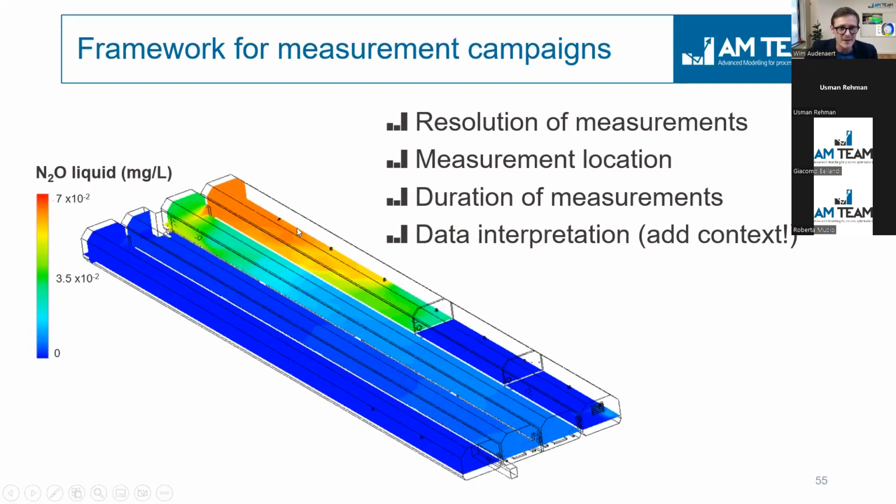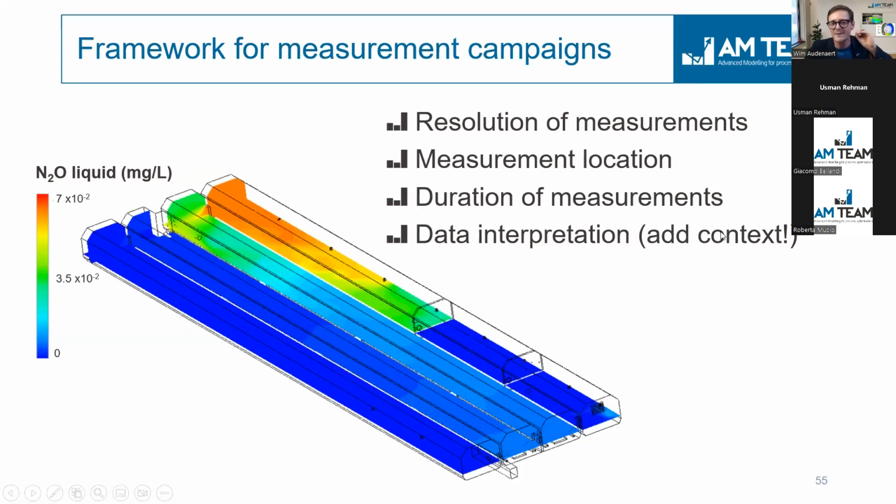Because in this plug flow reactor, you see a rainbow pattern, which is always the case in a plug flow system. It's kind of a gradual change along the length. But in many systems, we have seen gradients along the depth, but also along the width. So you have to be a bit careful with measurement location.